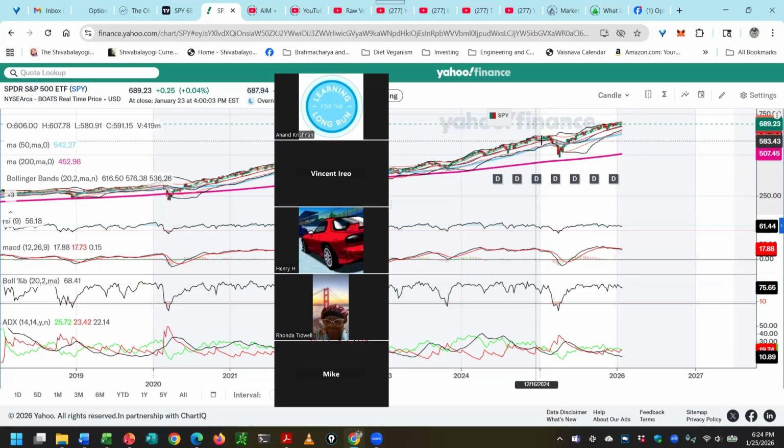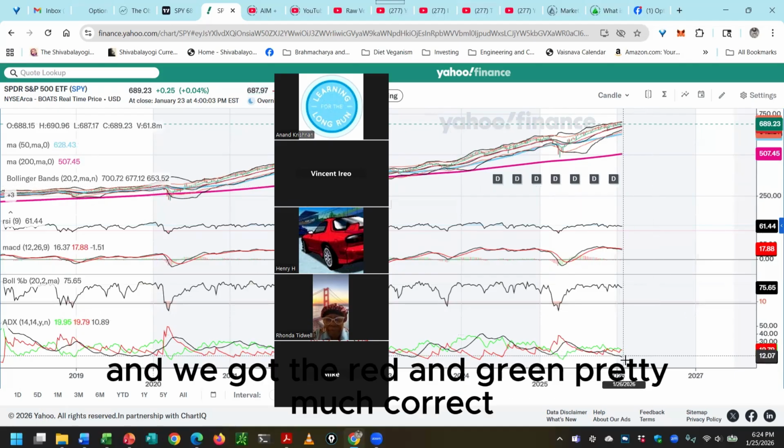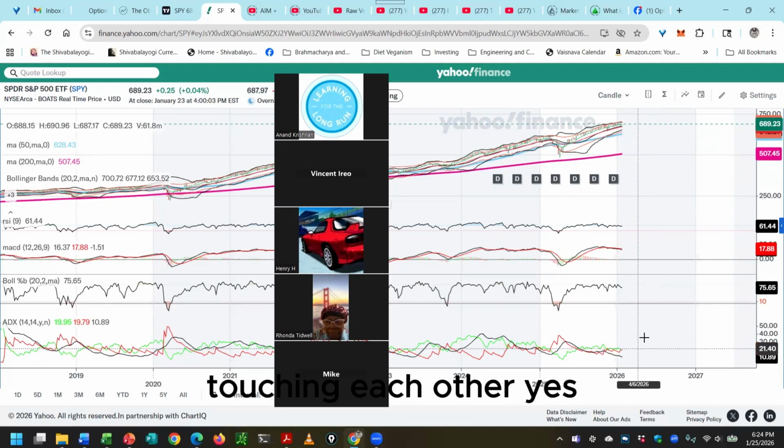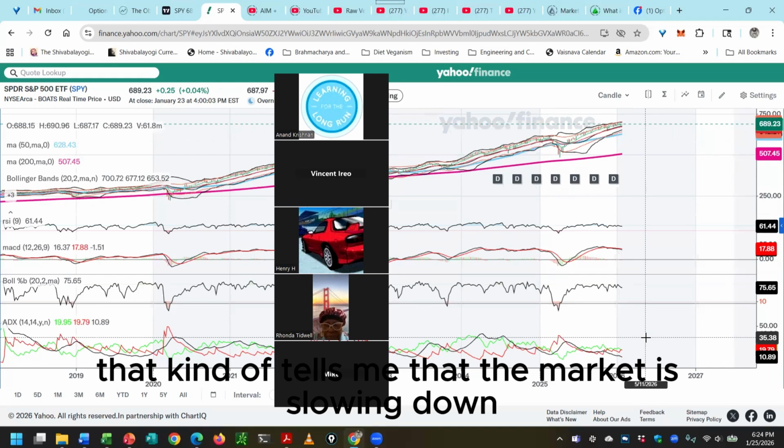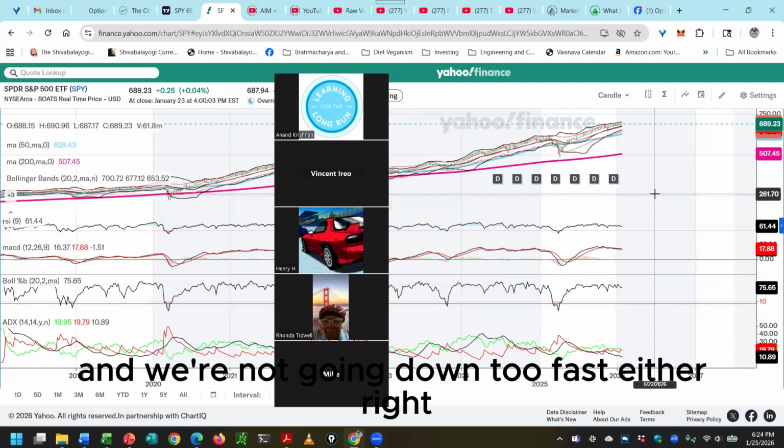So, a lot of people. For example, for today, I see ADX is super low and we got the red and green pretty much touching each other. That kind of tells me that the market is slowing down. Yes, that indicates that. Exactly. Kind of like we're not going up too fast and we're not going down too fast either.